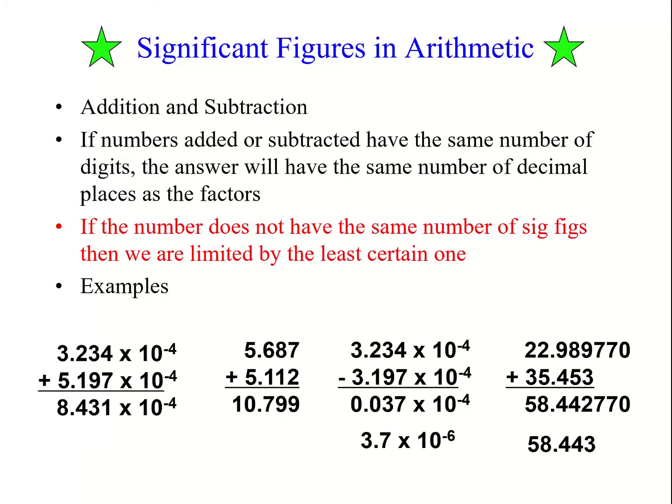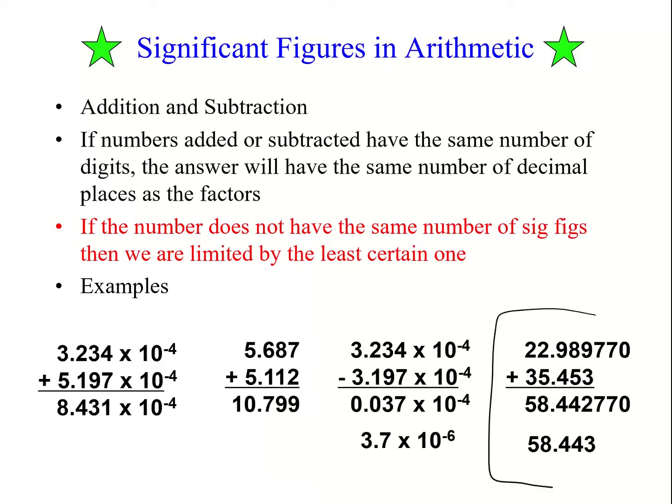For addition and subtraction, we look at the number of decimal places in the limiting term. The general rule is that the result cannot have more digits after the decimal point than any of the original numbers. For example, in my last example, the limiting term 35.453 has 3 decimals. So my answer cannot have higher precision than any of the numbers I use in the calculation, and therefore the answer must have 3 decimals.